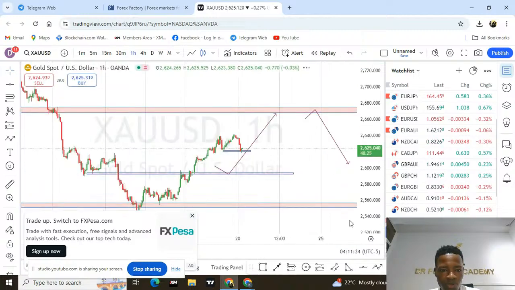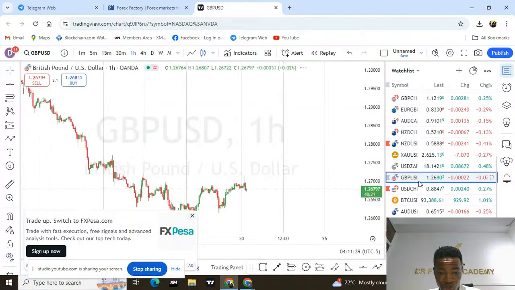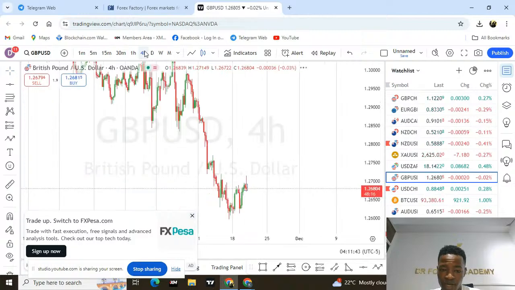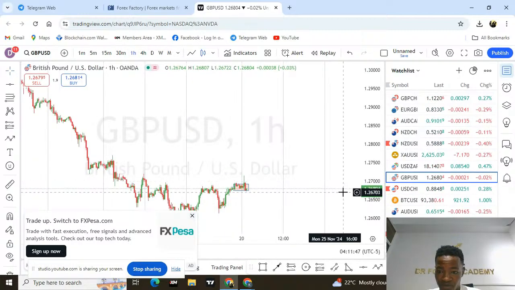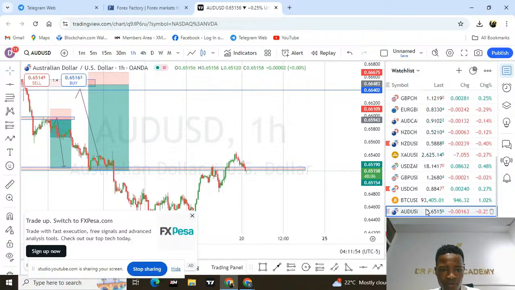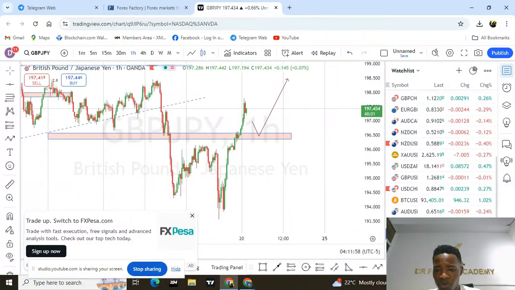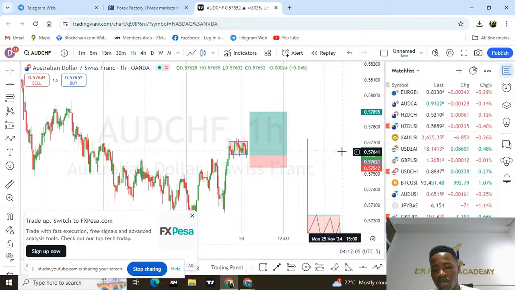Gold not an A setup because you are looking for the market to come back again down here. GU, we are looking. This is a flag, though not an A setup because we are against the overall direction of the market. So not an A setup, but it's a valid entry for us today. USD CHF, not an A setup, not back to our order block. AUD CHF, not A setup. GBP JPY on the order block, not an A setup also. AUD CHF, AUD CHF is an A setup for us.